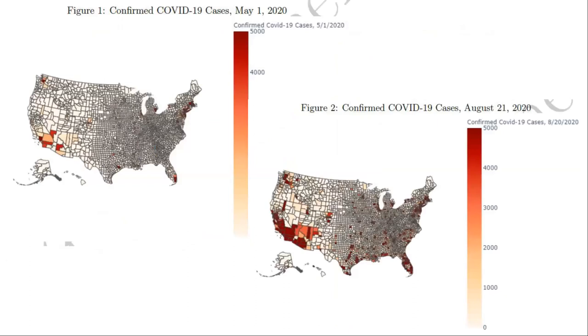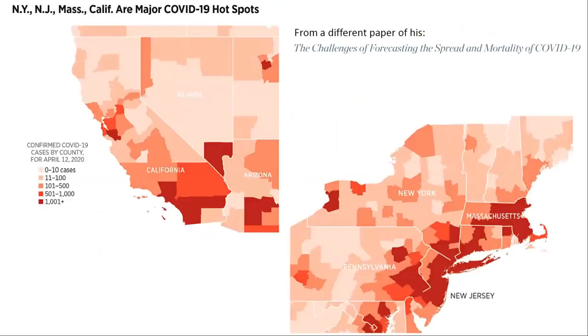All right, so here are confirmed COVID cases May 1st, 2020, and then August 21st, 2020. It's looking at some kind of density plot as to exactly where they are. And again, you see a lot in the Northeast in that same corridor, West Coast, California, various other parts of the country, expanding out a little bit more. This is from a different paper that he wrote, zooming in on two different parts of the country and seeing some of the data as to how many cases. And this was April 12th.